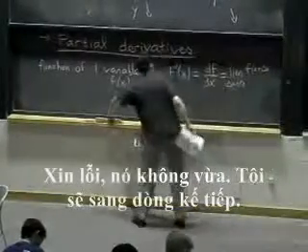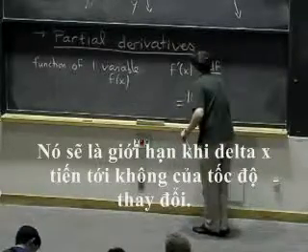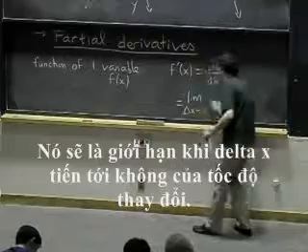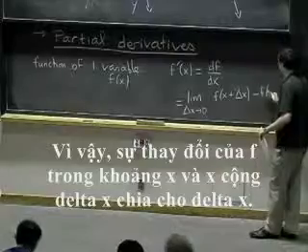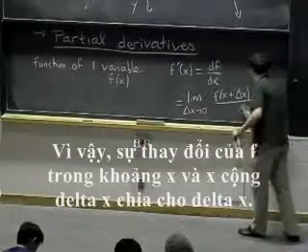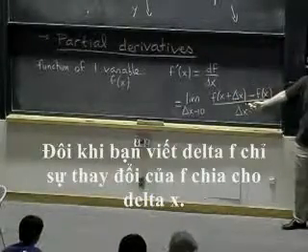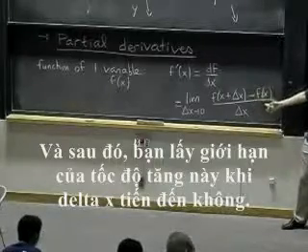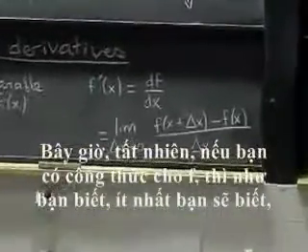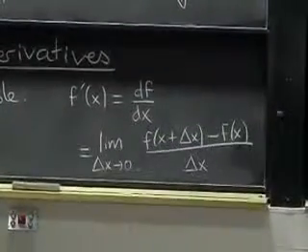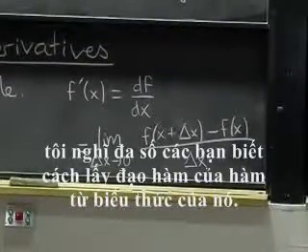Sorry, it's not going to fit. I need to go to the next line. It's going to be the limit as delta x goes to 0 of the rate of change, so the change in f between x and x plus delta x divided by delta x. Sometimes you write delta f for the change in f divided by delta x. Then you take the limit of this rate of increase as delta x goes to 0. Now, of course, if you have a formula for f, then at least you should know, I suspect most of you know, how to actually take the derivative of a function from its formula.